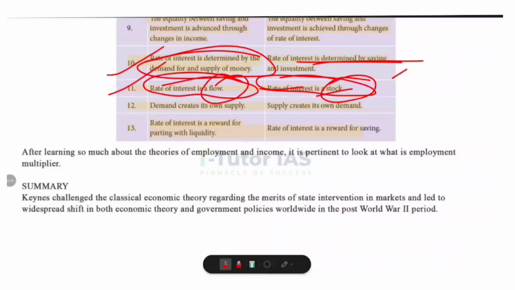We also studied aggregate demand and aggregate supply. Equilibrium employment and output are determined when aggregate demand is equal to aggregate supply. Entrepreneurs hire more workers until expected profits are maximized, which happens at effective demand. Beyond this point, hiring more leads to losses, so employment stops. Therefore, Keynes' work challenged classical ideas and showed that state intervention in the economy can stabilize output and employment. This led to a shift in economic theory and government policies worldwide, especially after the World War II period.